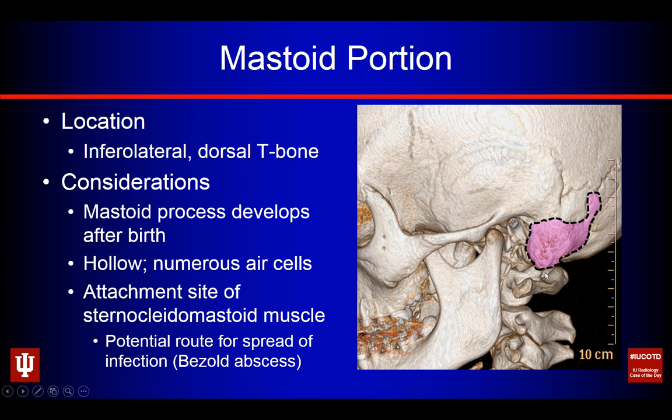So whenever you sort of weigh the fact that it's got the aerated bone, it's sort of thin and light, and then we've got that attachment site of the sternocleidomastoid, that's a potential route of spread of infection if you have complicated otomastoiditis. It can pus out there and you get those so-called Bezold abscesses that extend along the course of the sternocleidomastoid.